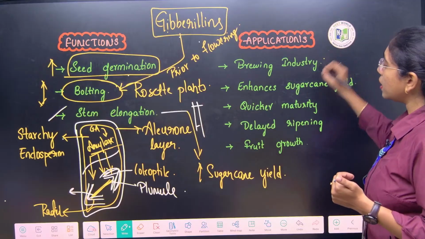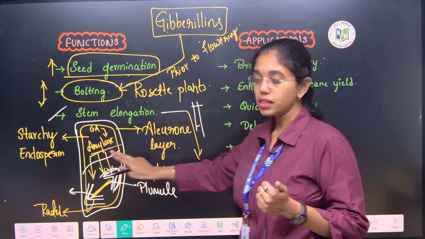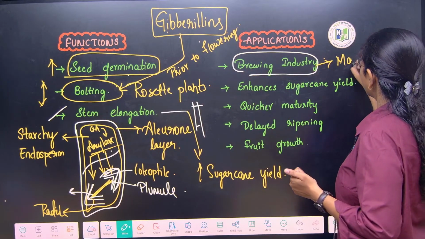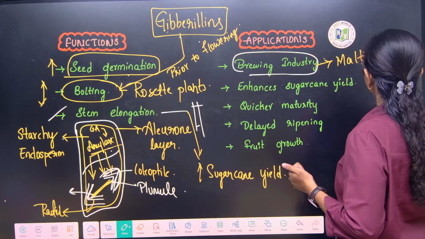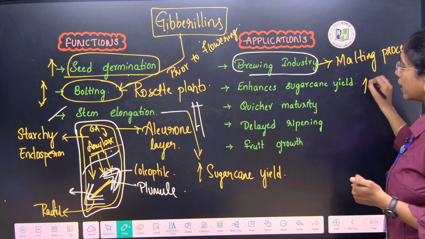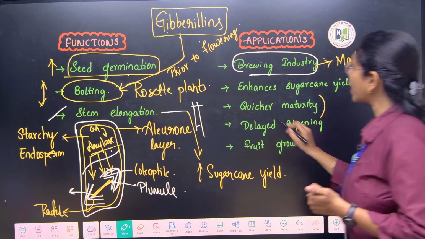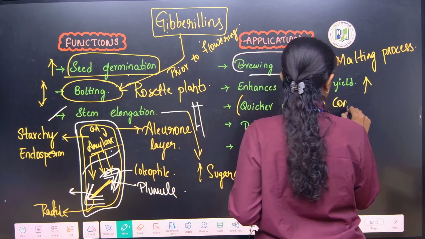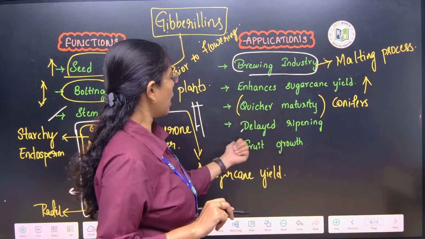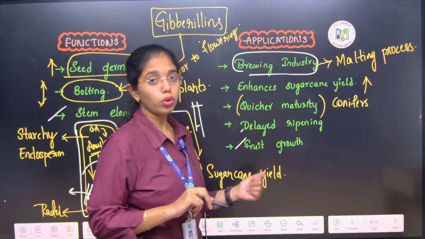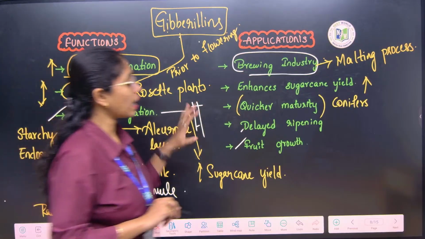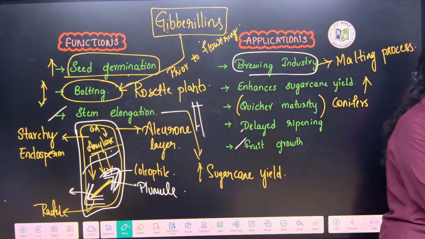And then gibberellins, as they help in the secretion of amylase, are highly used in brewing industries for the malting process. Next, this will enhance the sugarcane yield. This will promote quicker maturity in conifers. This will delay ripening, and this will promote the fruit growth, wherein the stalk size increases and the fruit size also increases. These are the functions and applications of gibberellins.